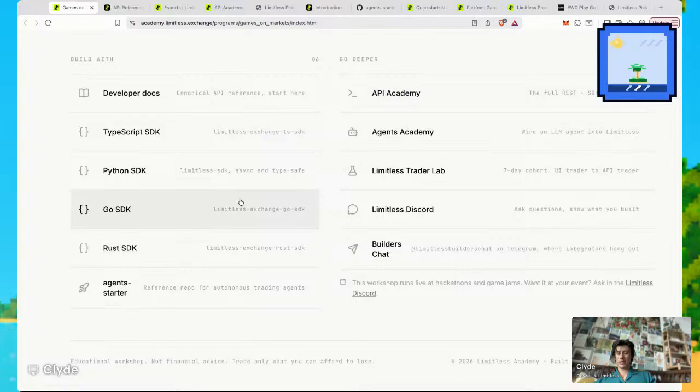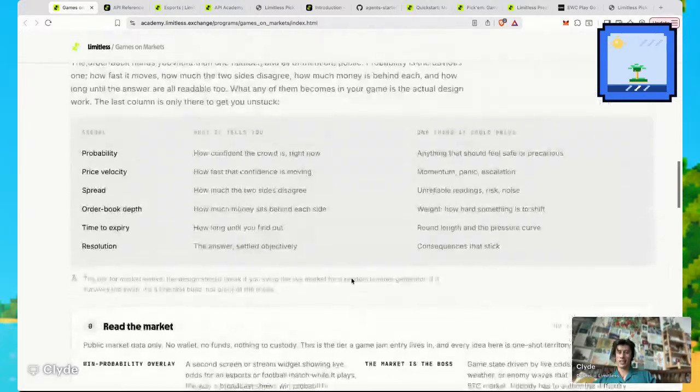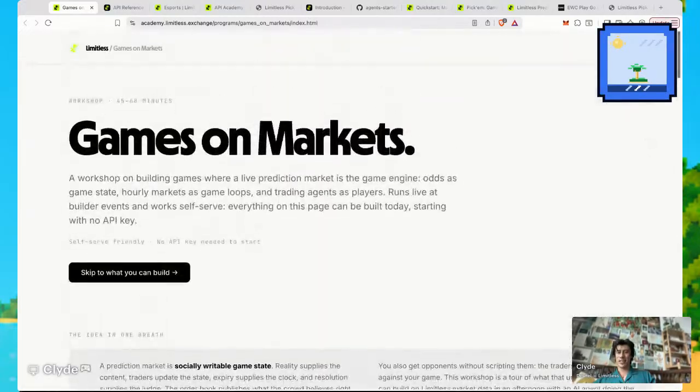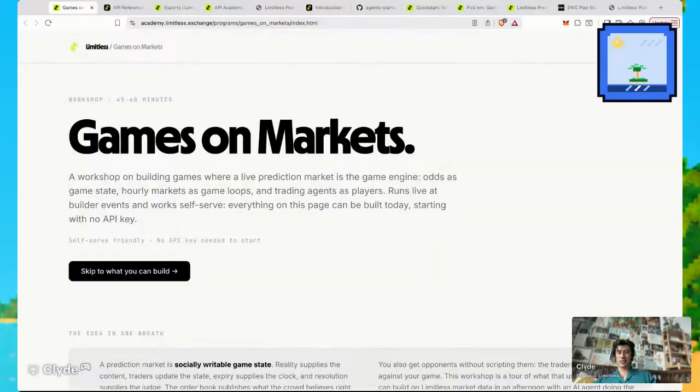So with that, please feel free to reach out to me in the Limitless Builders chat on Telegram or at Clyde Dev. It's the same on X. I'm really keen to connect with anyone that's curious to introduce prediction markets to existing games or build a game with prediction markets as a main primitive. I'll be very curious to chat. So I'll open up the floor to any questions if anyone wants to hop in and yap or talk about anything. We can get into it.